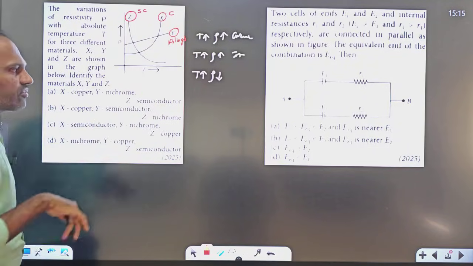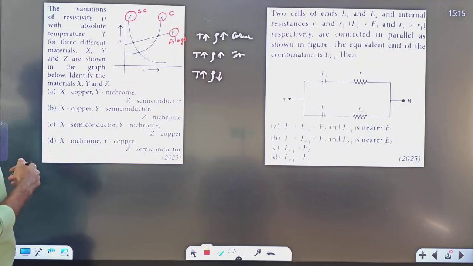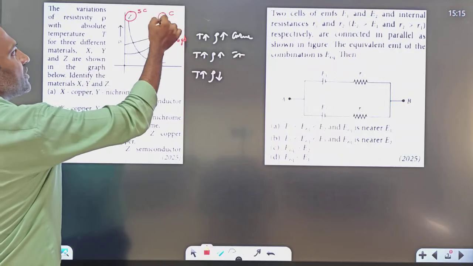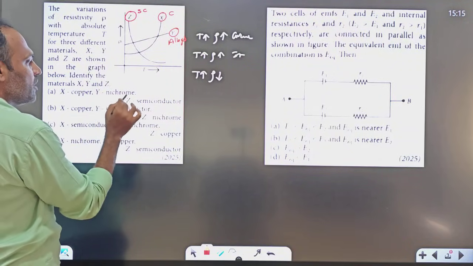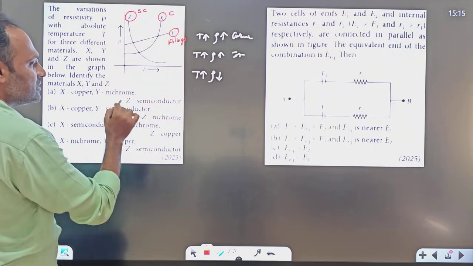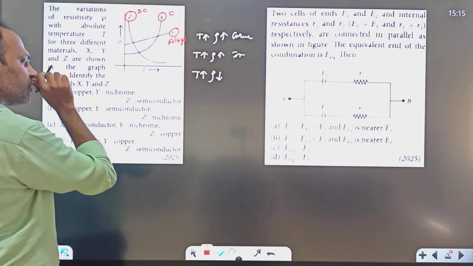We have seen these graphs in current electricity theory, right? So the X graph indicates a conductor. So X is copper, a conductor. Y is nichrome, an alloy. Yes, Y is an alloy. Z is a semiconductor. Yes, Z is for semiconductor.